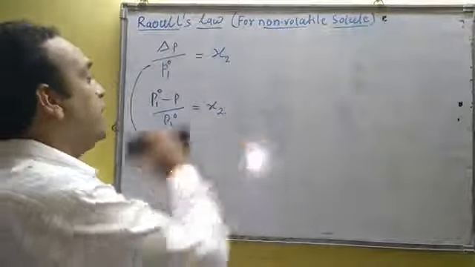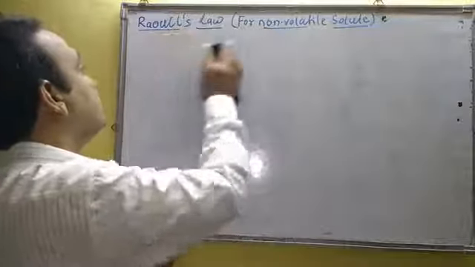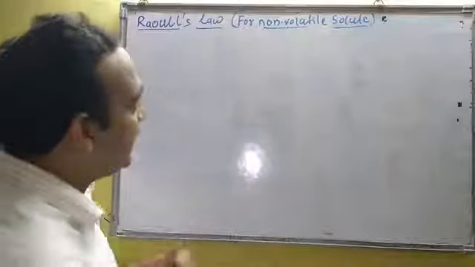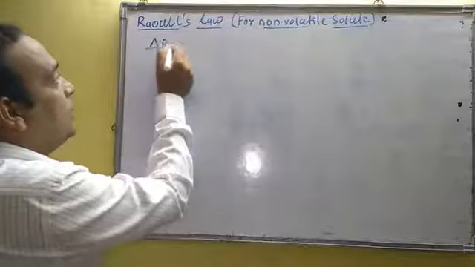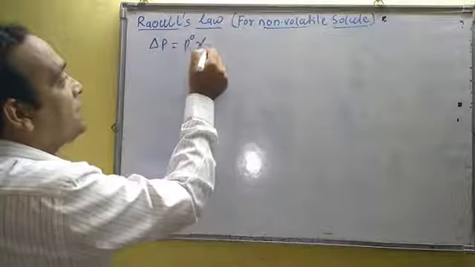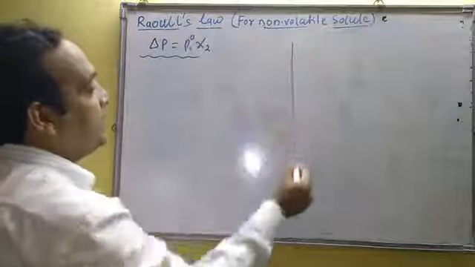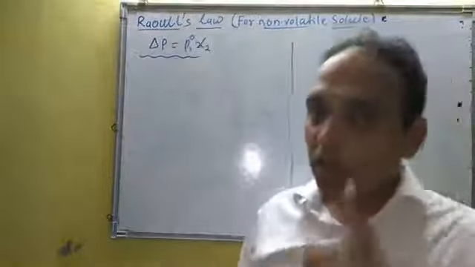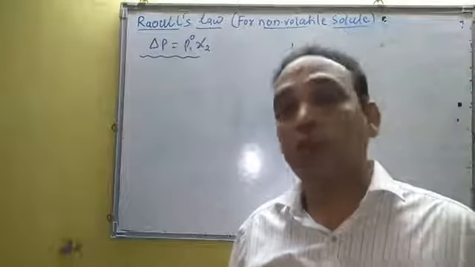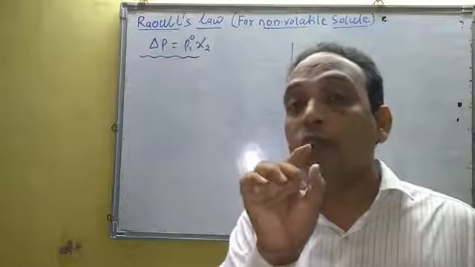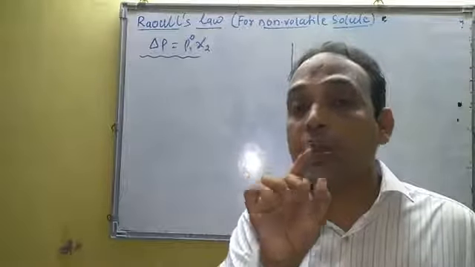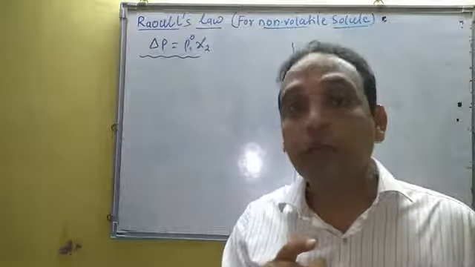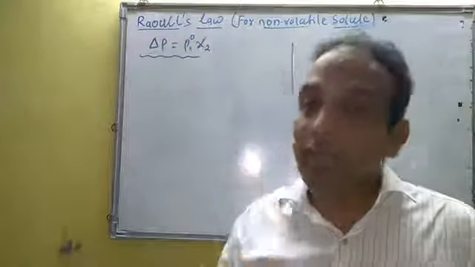Now, my next part: show that delta P is equal to P1 naught X2. We have to show that delta P is equal to P1 naught X2. Now, Raoult's law for binary solution we have discussed. What is Raoult's law for binary solution? The vapor pressure of a volatile component in a solution is equal to the vapor pressure of the pure component multiplied by its mole fraction. That part we have discussed.